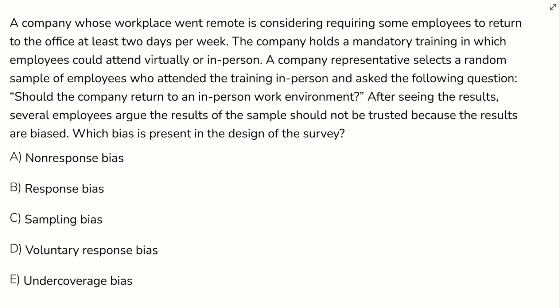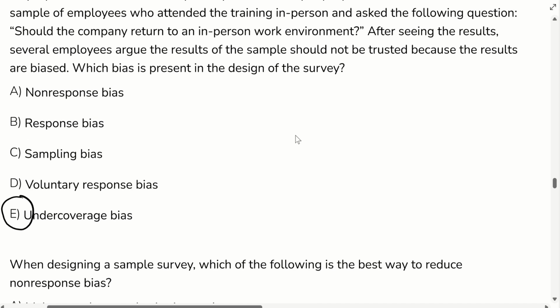So go ahead and put which one you think is involved in this sample. All right. And then in this example, the answer is E, undercoverage bias, right? Because you're selecting out certain groups of people, right? And that's why the employees ended up arguing the results of the sample. So undercoverage bias.